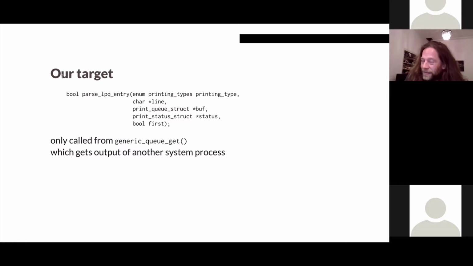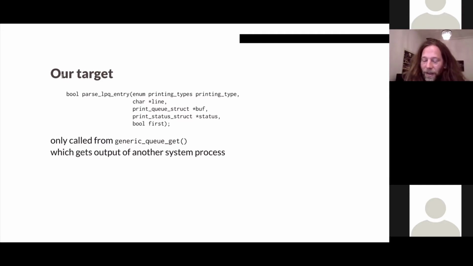So this, it doesn't take a uint8_t, it takes a character line or char star, which you can convert your thing into, and it will produce a buff struct and a status struct, and you also need to give it a printing type and a first Boolean. And one of the nice things about it is it's getting output from another process on the system, and it's probably running it as root and stuff like that.